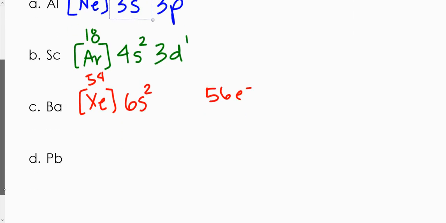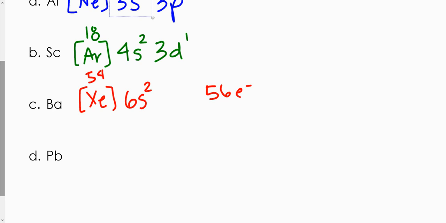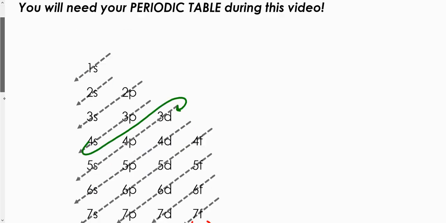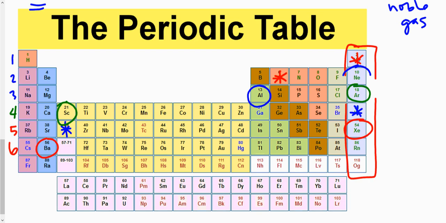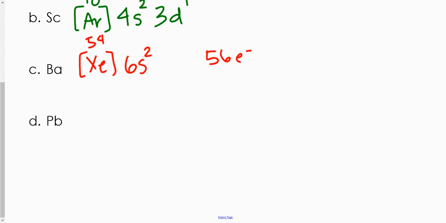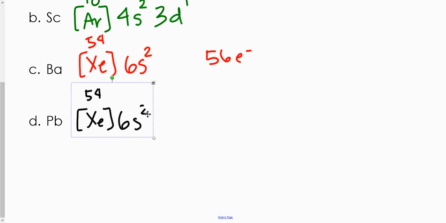All right, one more. And if you want to try this on your own, you can pause the video now and then watch it to see how you do. So Pb is lead. So if I go down, lead is right here. So 82. So we're going to have xenon again, 54. So lead is also in row 6, just like barium. So I'm going to write xenon in brackets. Okay, so that's my 54. And then we're going to come with 6s2. So now I'm at 56, like we just had with barium.